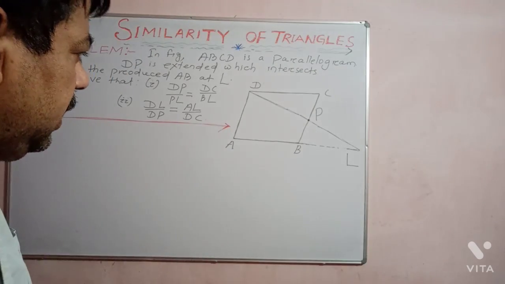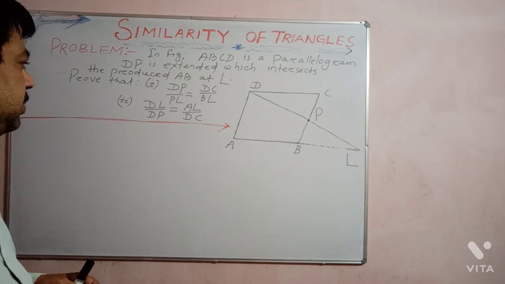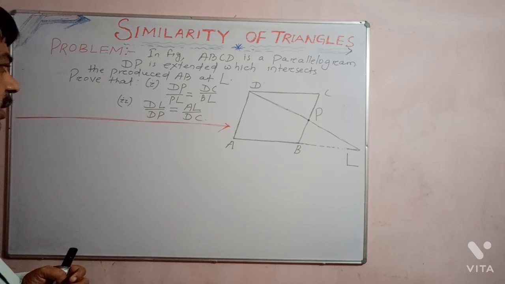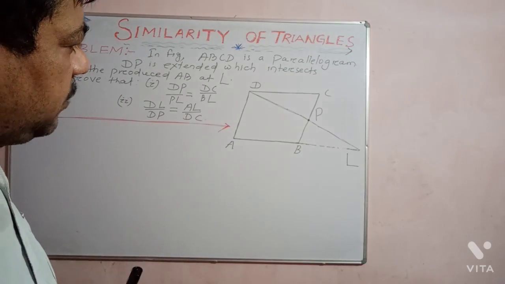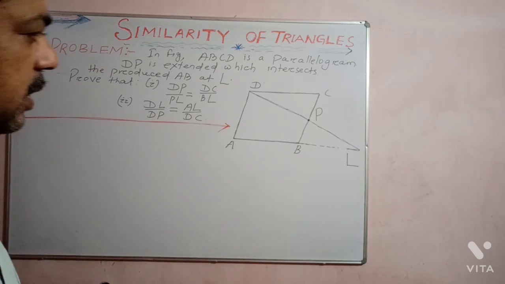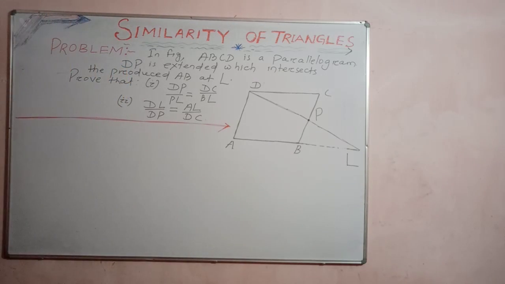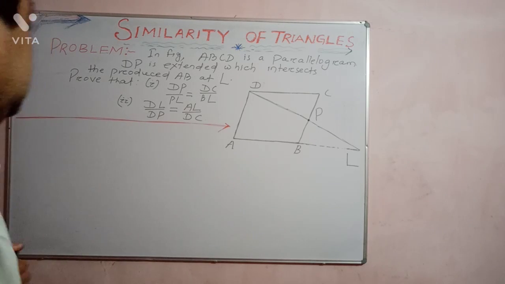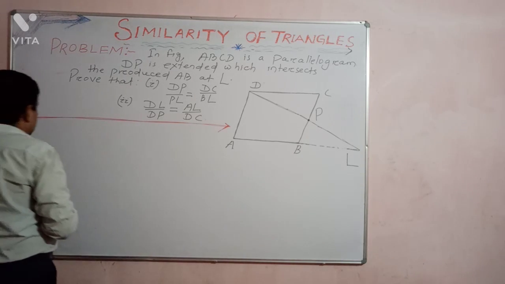The diagram is given that ABCD is a parallelogram. DP is extended up to L, which intersects the produced AB at the point L. We have to prove that DP upon PL is equal to DC upon BL. Understand? Let's see now.